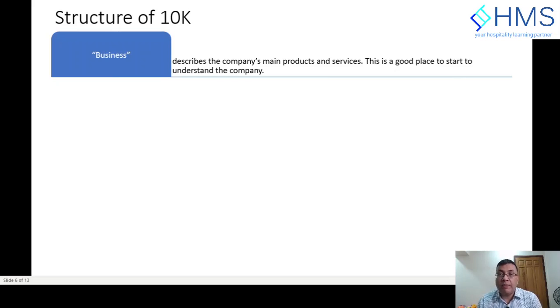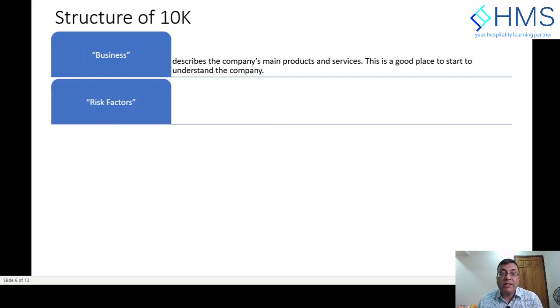The first thing, part one, is always the business. Here the companies usually provide a description of the company's main products and services, which is a very good way to start. The first thing you have to understand is what the company is all about, what their different products and services are, and then you will be able to understand the company's activities as well, where their factories are and where they are getting their sources from. This is the foundation of every analysis. You have to understand who the subject is.